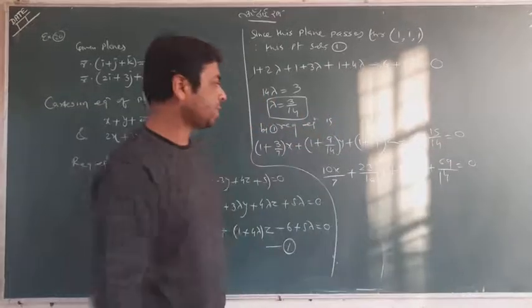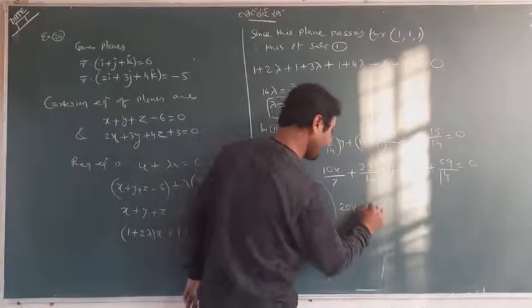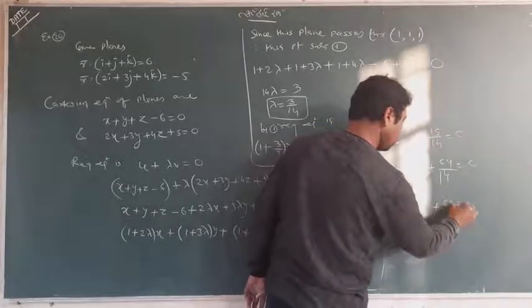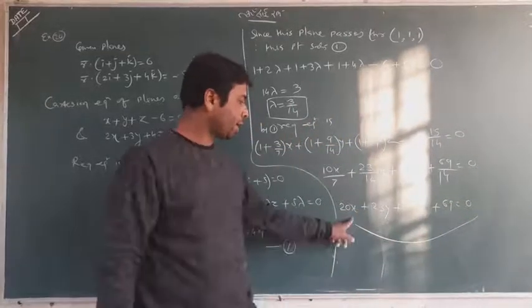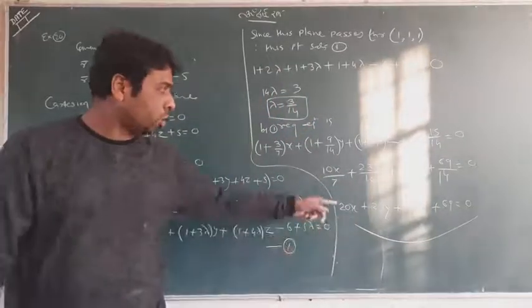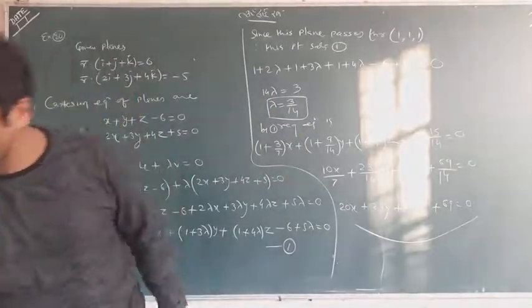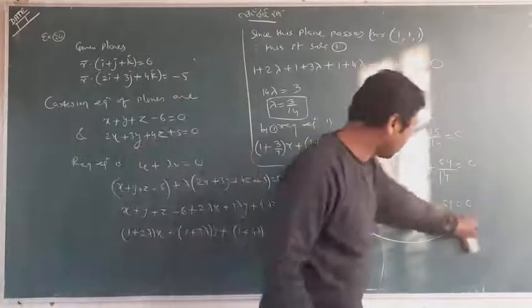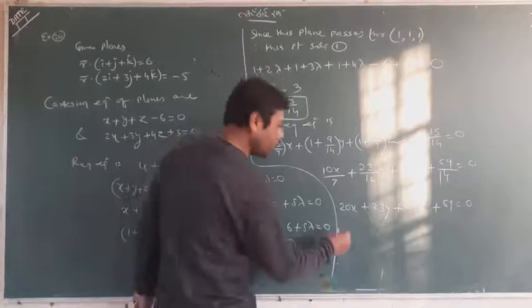Now you can take an LCM. It's going to be 20x, 23y, 26z, equal to minus 69, and 14 will be transferred to that side. Ax plus by plus cz plus d, you have got the answer. And this is your what form? It is the Cartesian form. But you were told to find the vector form. Okay, find the vector form now. Easy. How can we do it?